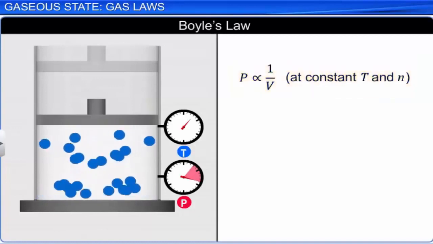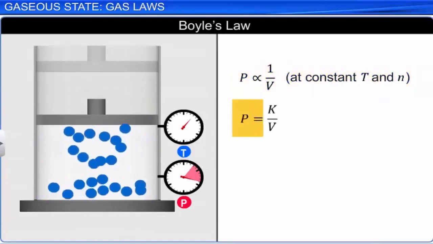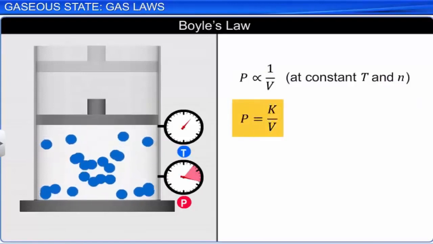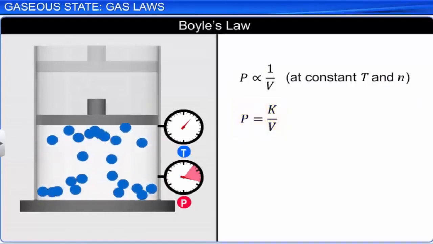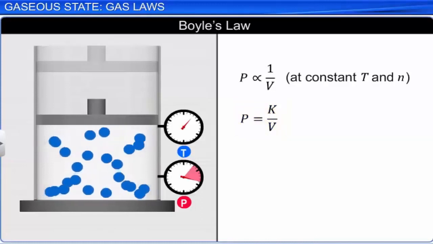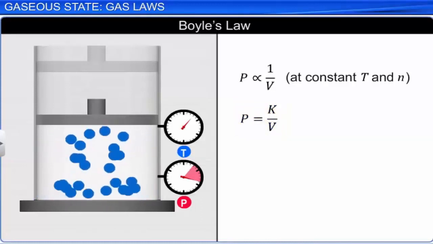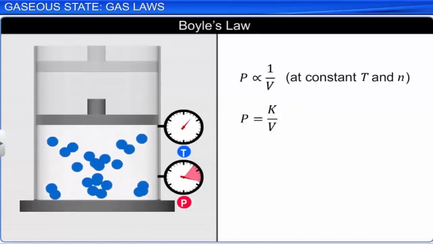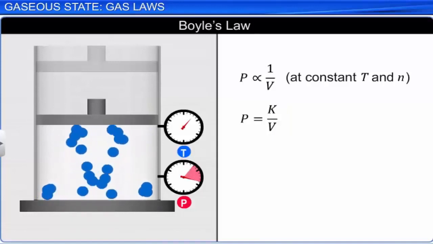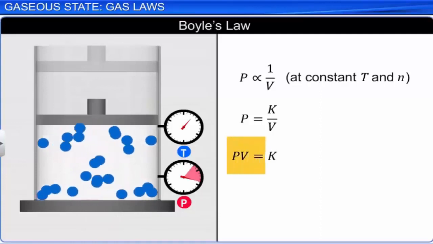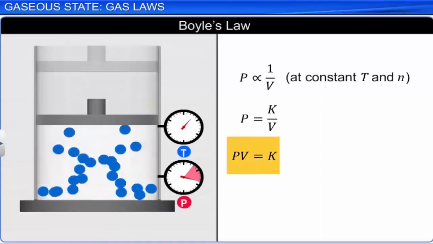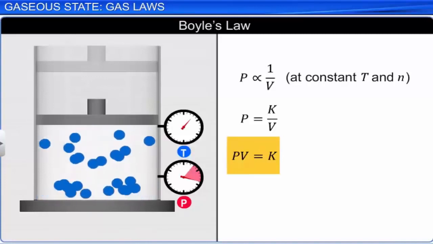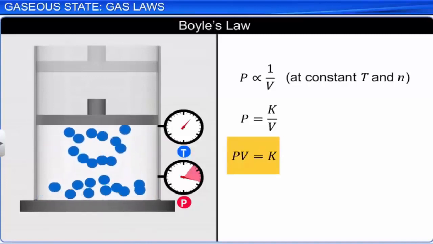Or P is equal to k by V, where k is a proportionality constant, whose value depends on the temperature and number of moles of the gas. On rearranging the equation, we get PV is equal to k. Or, in other words, at constant temperature, the product of pressure and volume of a fixed amount of gas is constant.